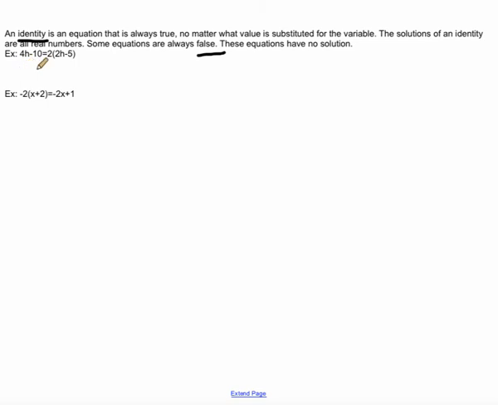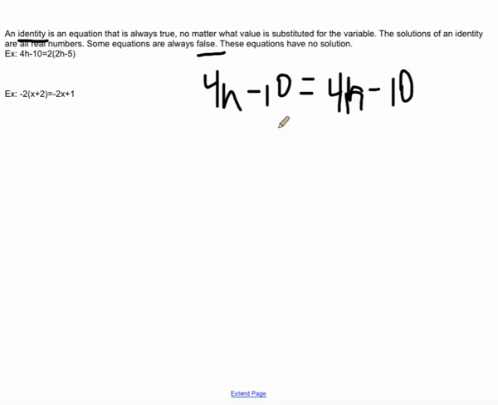So example, 4h minus 10 equals 2 times 2h minus 5. So I'm going to do that over here. So 4h minus 10, I can't simplify anything there. There's no like terms, there's no distributing, but on the right side there is. So this becomes 4h minus 10. That's an h. Okay. So you should already notice that this is an identity. Why? Because this matches this. But let me show you what happens when I actually solve it.